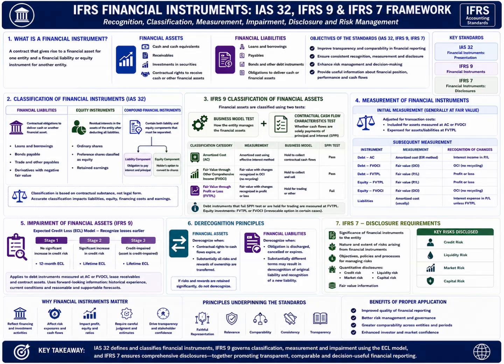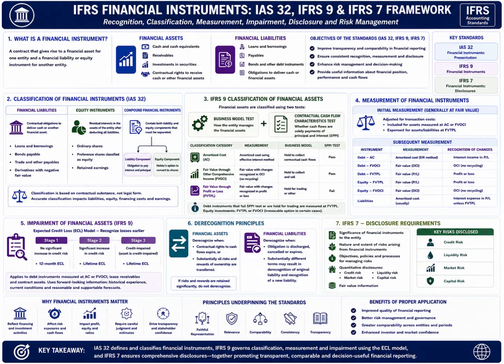The standard recognizes three primary hedge types: fair value hedges, cash flow hedges, and hedges of net investments in foreign operations. In fair value hedges, gains and losses on both the hedging instrument and hedged item are recognized in profit or loss. In cash flow hedges, effective hedge portions are recognized initially in other comprehensive income and later reclassified into profit or loss when the hedged transaction affects earnings.